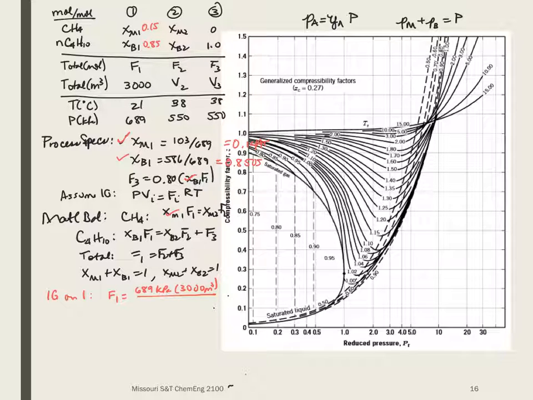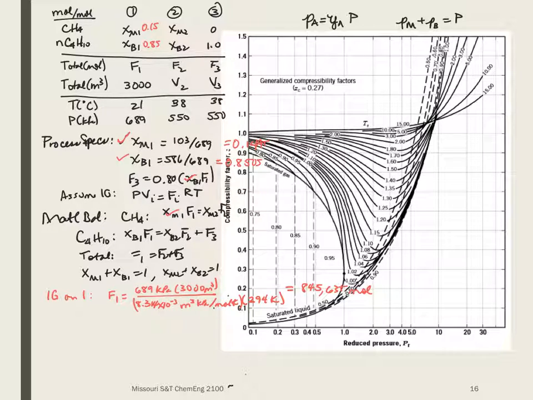over 8.314 times 10 to the minus 3 meters cubed kilopascals per mole Kelvin. And the temperature, oh, I didn't correct those yet. So 273 plus 21 is 294 Kelvin. And so F1 is equal to 84,635 moles.